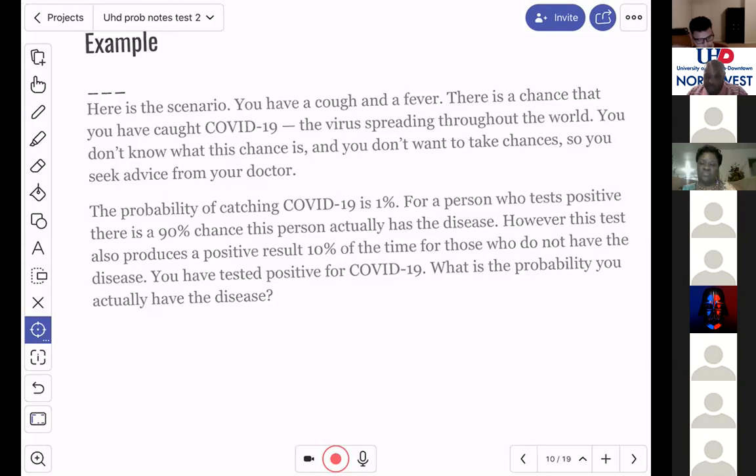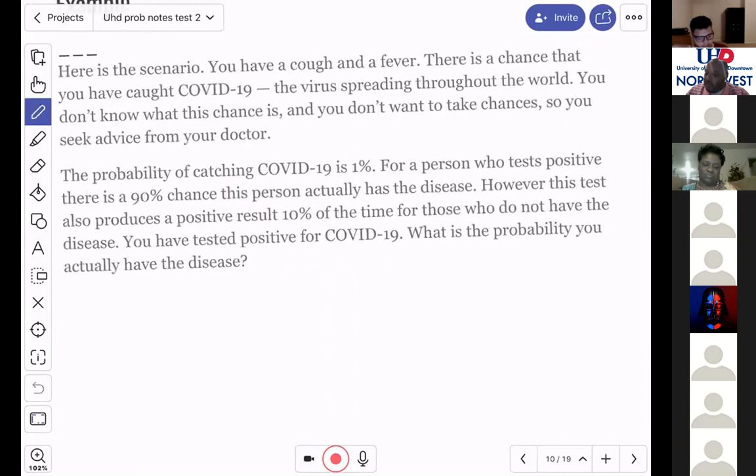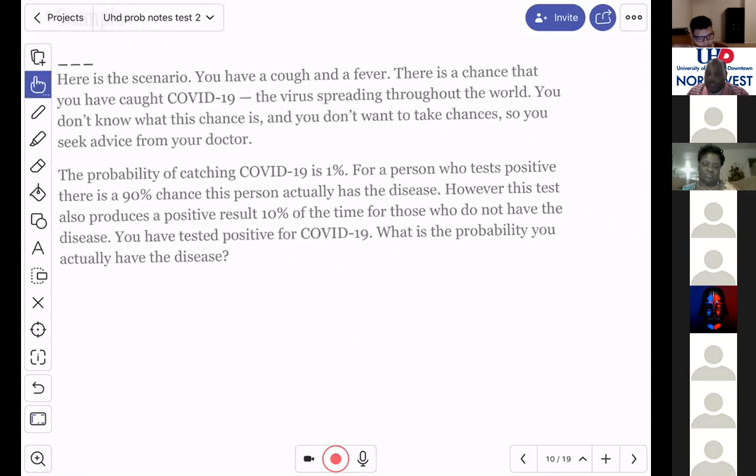So when we do this, we're going to look at this question. Here's the question we're trying to answer. You've just tested positive, right? I got a positive test. How many different ways can I get a positive test is my first question. Do I have to have the disease to get a positive test? No. I can get a positive test even if I have no disease, right?